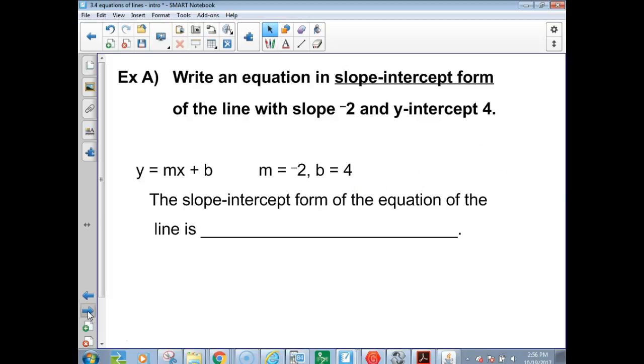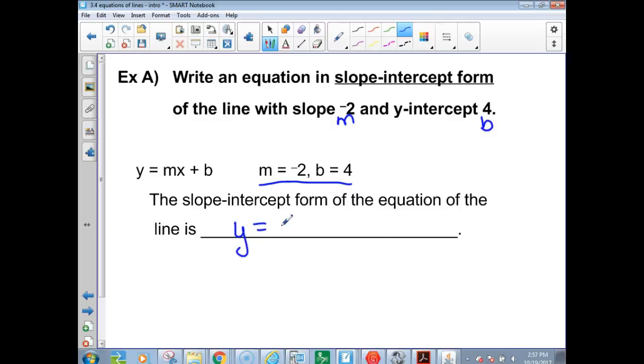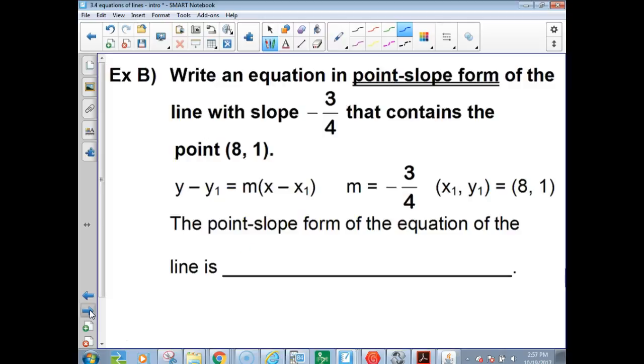Okay. Write an equation in slope-intercept form with a slope of negative 2 and a y-intercept of 4. So that would make your m be negative 2 and your b be 4, which is written right here. The slope-intercept form would be y equals negative 2 times x plus 4. That's how hard that is. Not very. You pop in the numbers.